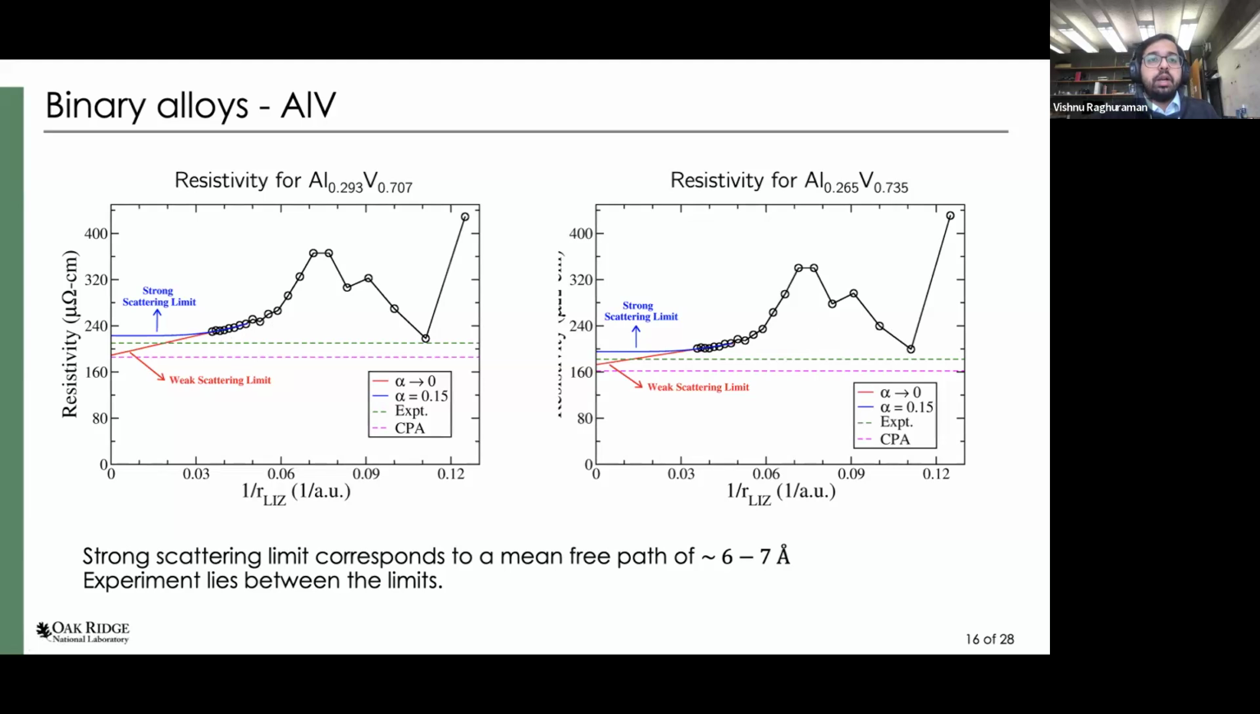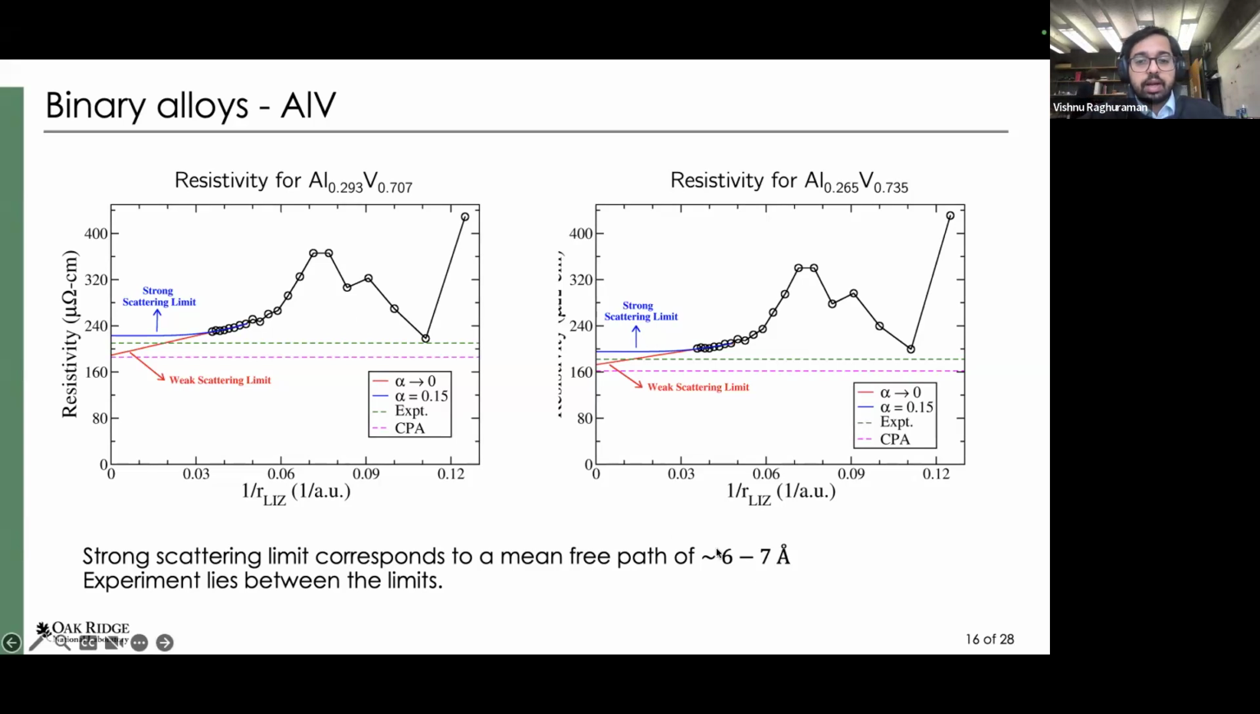So the best we can do at this point is to give bounds. The lower bound is the weak scattering limit, when alpha goes to 0, where this remains a straight line almost all the way to the end. That gives you one extrapolated value. The other extrapolated value is the strong scattering limit, which is, let's say this is the last data point at which this was linear. And after this data point, it immediately started becoming nonlinear, which is the strong scattering limit.